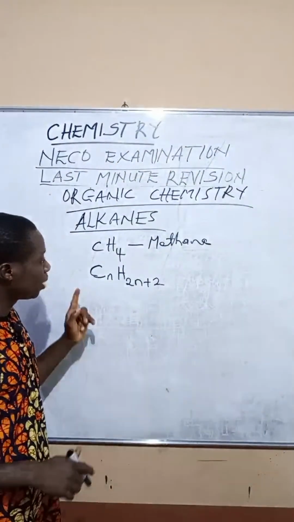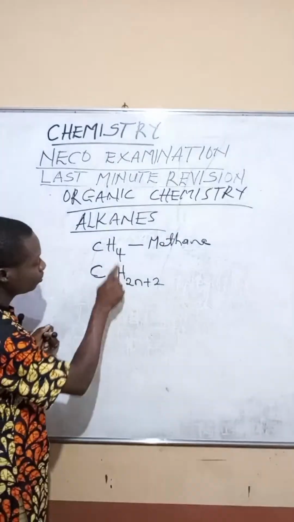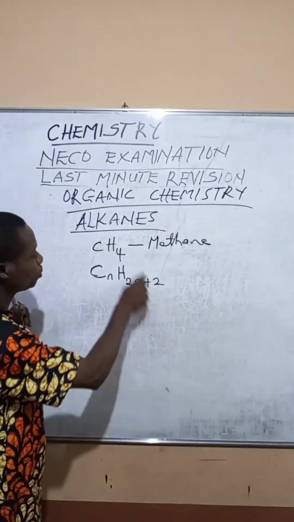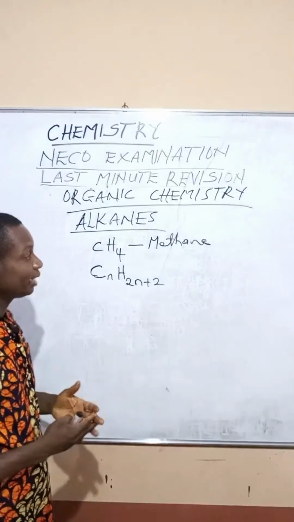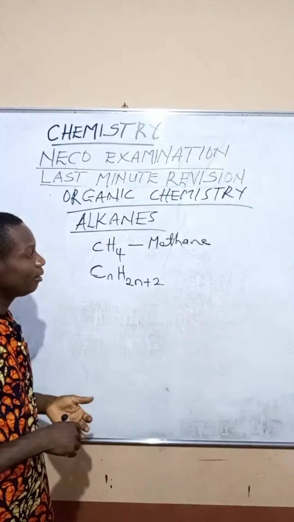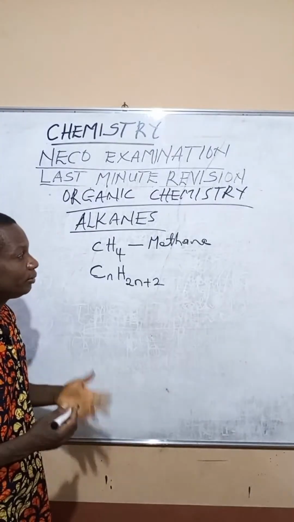So for n equals 1, look at it here. You have 1 here, that's C1. Then 2 times 1 is 2 plus 2, that is 4. Please take note. We have methane, ethane. Then we have propane. Then after propane, we have butane.